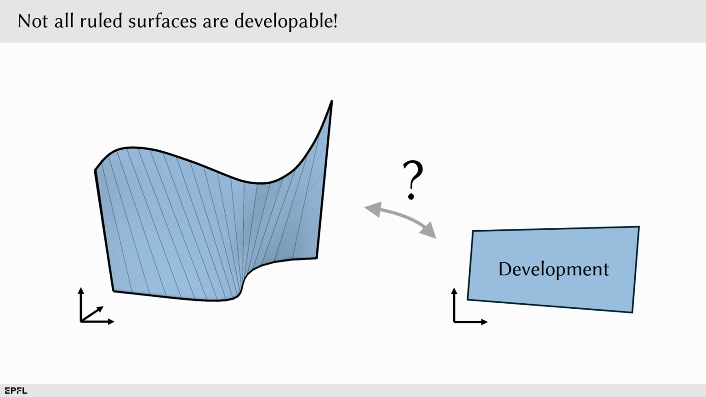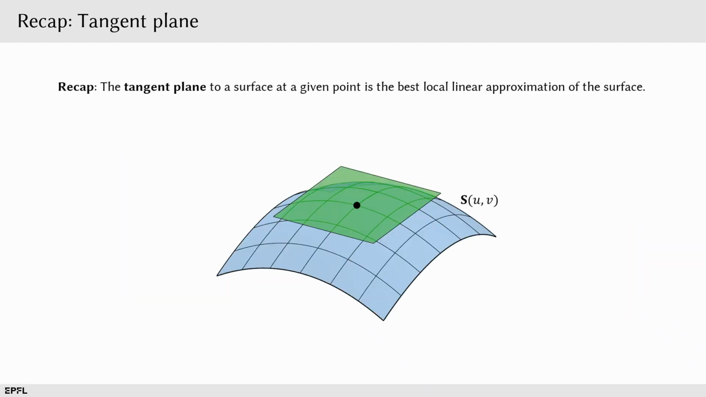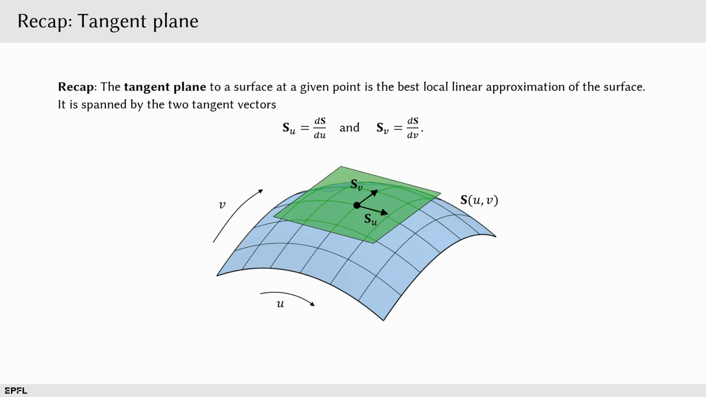The local developability of a ruled surface depends on the behavior of the tangent planes. Just as a small recap, the tangent plane to a surface at a given point is the local best linear approximation of that surface at this point. A tangent plane is spanned by the partial derivatives of the surface parameterization, and in the following, we will abbreviate them by SU and SV.